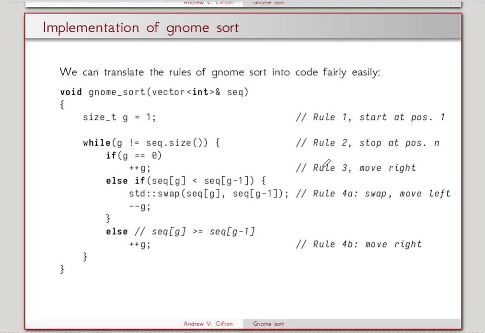So you can translate this into code without much work. We have a variable, g, that keeps track of the gnome's position, and rule 1 says we start at position 1. Rule 2 says we stop when we equal n, so we're just going to make a while loop that runs as long as g is not equal to the size here. Rule 3 says if our position is ever 0, take a step to the right. So that's just incrementing g to move to the right. Rule 4a says if the current element is less than my left element, then I'm going to swap them and move left. Otherwise, I'm going to move right. So one loop, one variable.